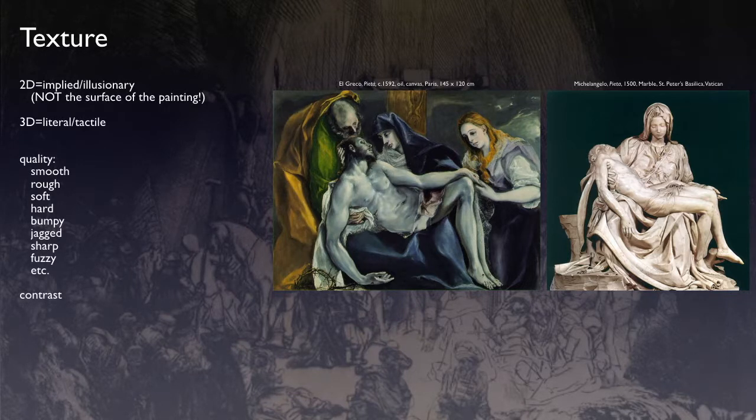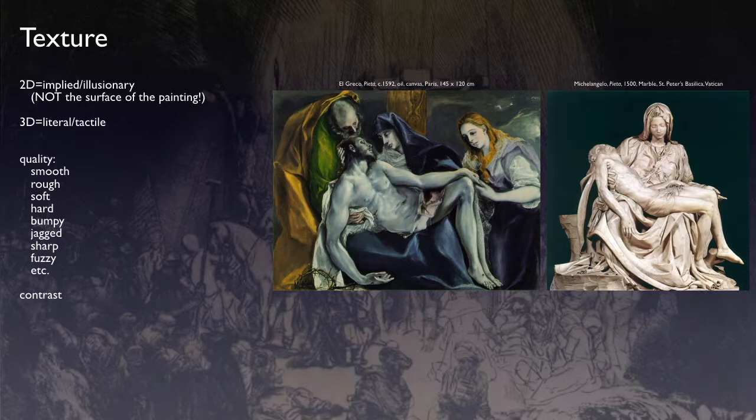The other type of art is three-dimensional, and it has a real or a literal or a tactile surface to it where there is real texture. If you were able to touch the artwork, and you're not supposed to touch the artwork at the museum, you would be able to feel smoothness or roughness, coldness, warmth, that the artist intended.